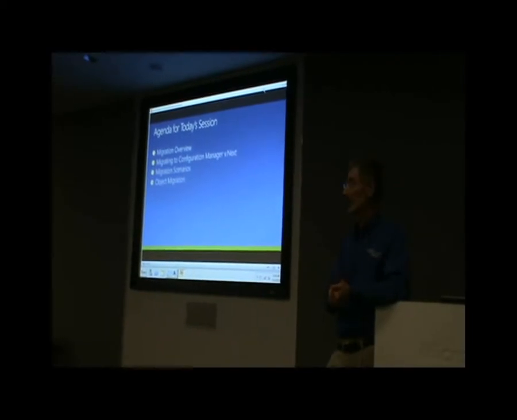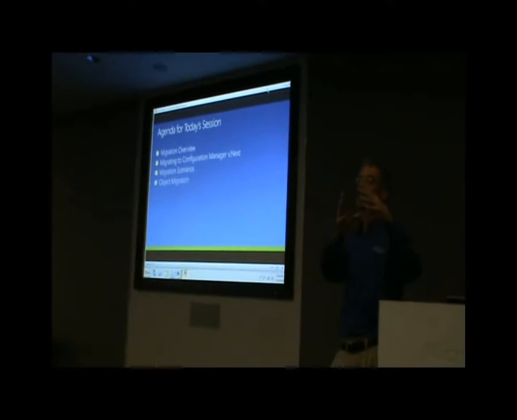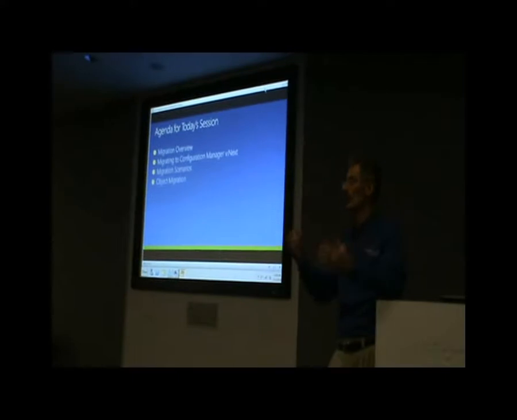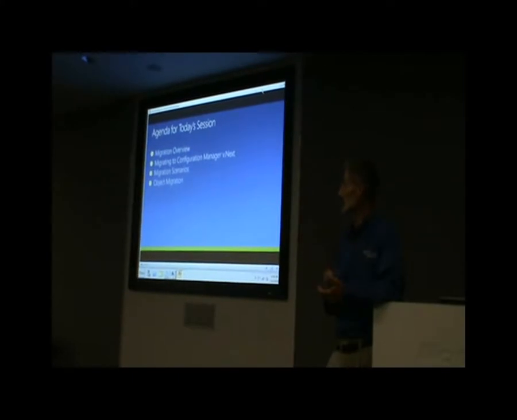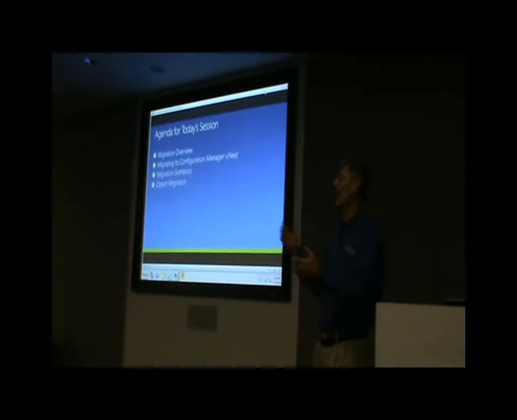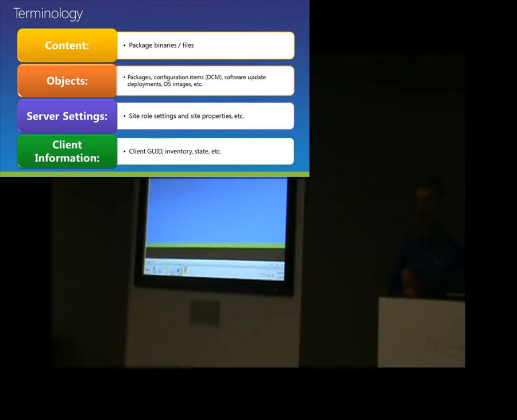Then migration scenarios: a couple of sample customers, how they're configured in 2007 today, and how they would migrate to vNext, what their hierarchy changes would look like, and the process flow. One is a small customer, one a little bit bigger. Then specifics on object migration. What about software updates? What about software packages, and so on?